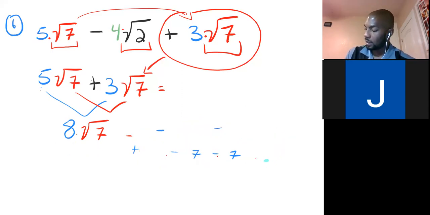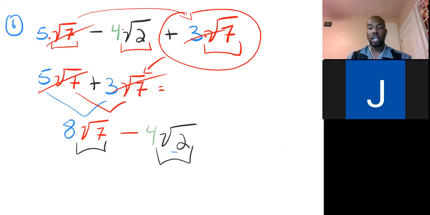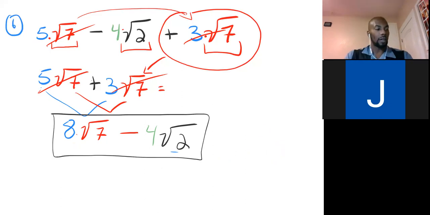So now I have my 8 rad 7. So that took care of that, and that, and that, and that. And then you just simply subtract your 4 rad 2. But I can't subtract 4 from the 8 because their radicals are not exactly the same. So I've got 8 rad 7 minus 4 rad 2 is my final answer. Hopefully you got that one right. All right, let's try some multiplication.